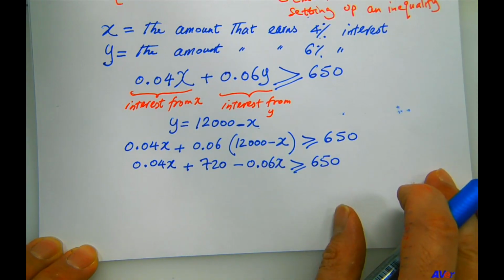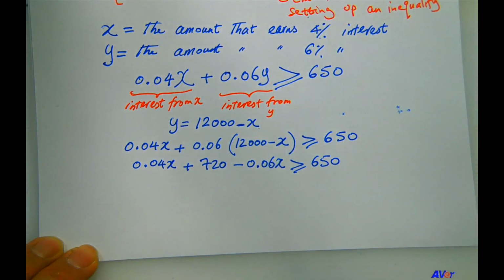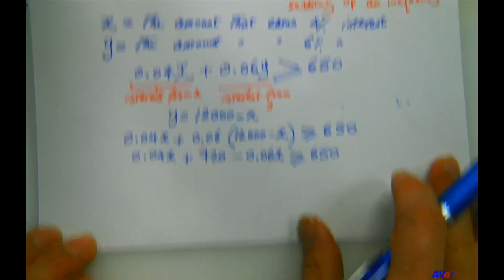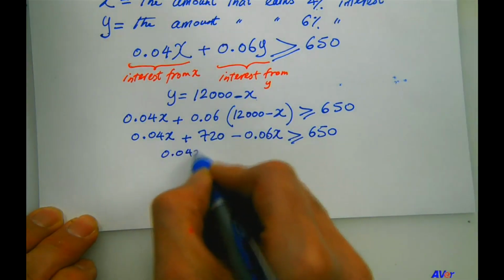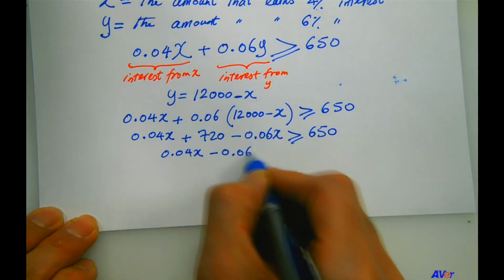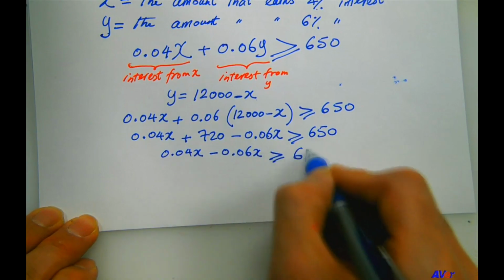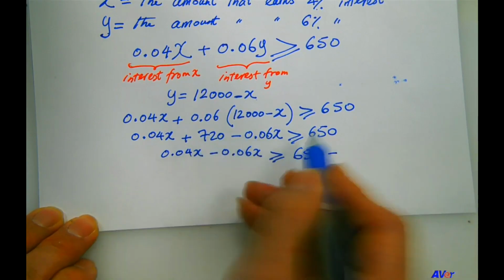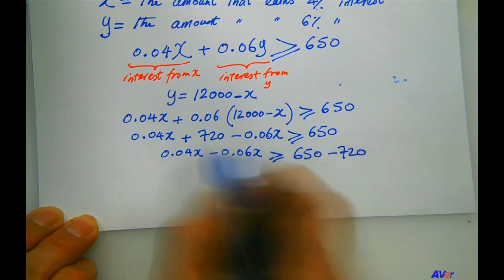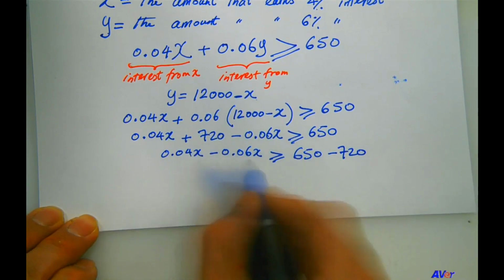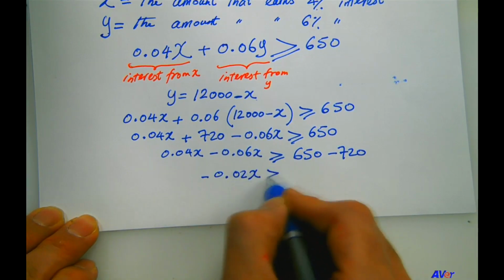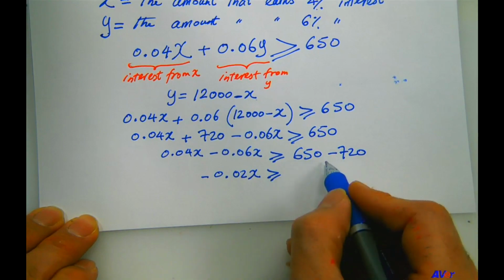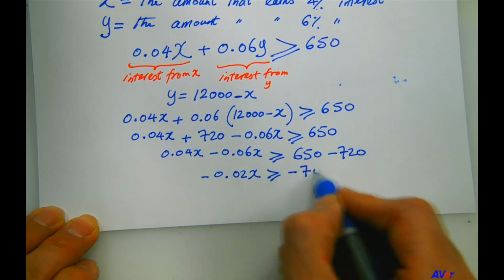Okay? So now this is a linear inequality with variable terms and constants, and we know exactly how to solve this, right? So we have 0.04x minus 0.06x greater than or equal to 650 minus, let's move the 720 to the other side, right? Because it was positive, now it's negative. So subtract these two, what do we get? We get minus 0.02x greater than or equal to, subtract these two, we get minus 70.